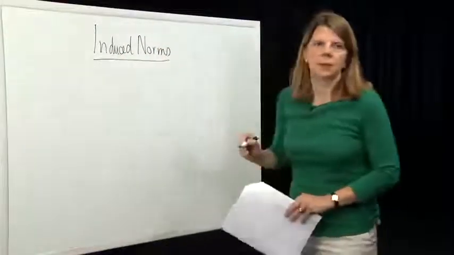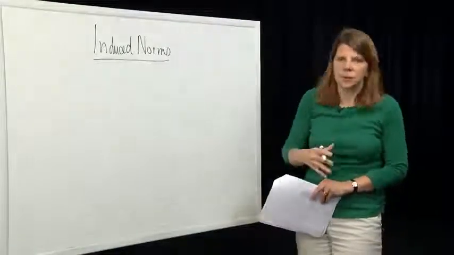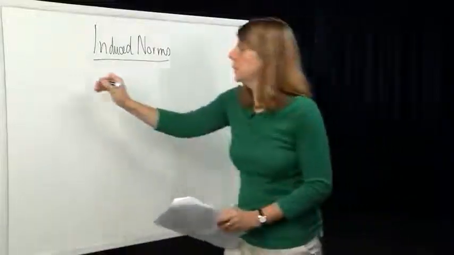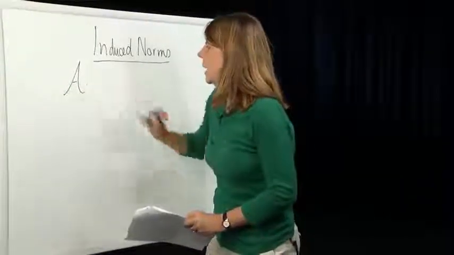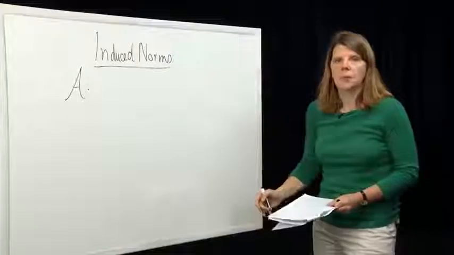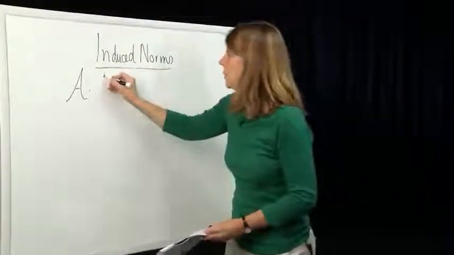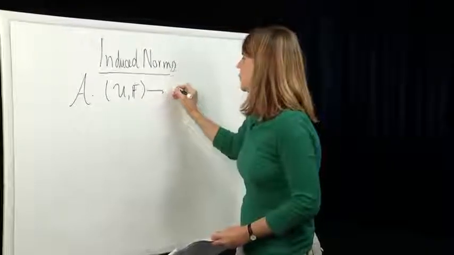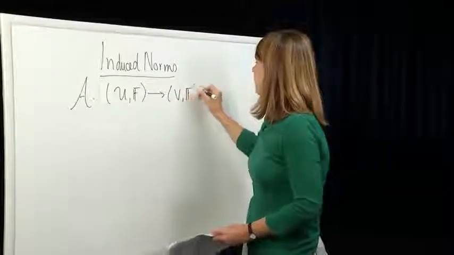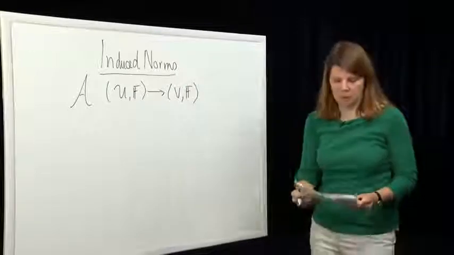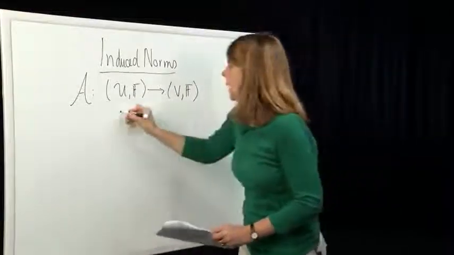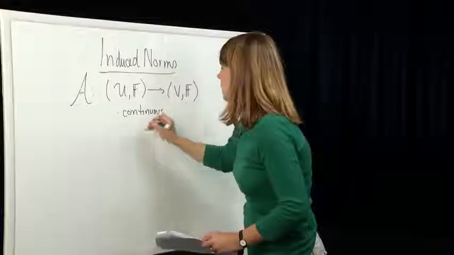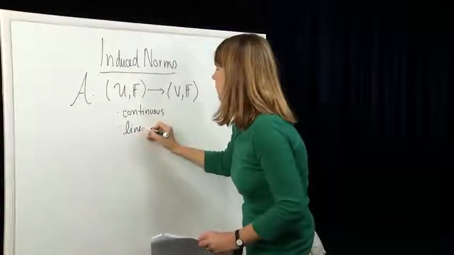So let's think back to our operator map function. We use those terms interchangeably, notation. And we'll use our notation script A. Script A is a map from one vector space to another over the same field. So U over the field F to V over the field F. And we'll put some requirements on A. First of all, A is continuous. And it's a linear operator.